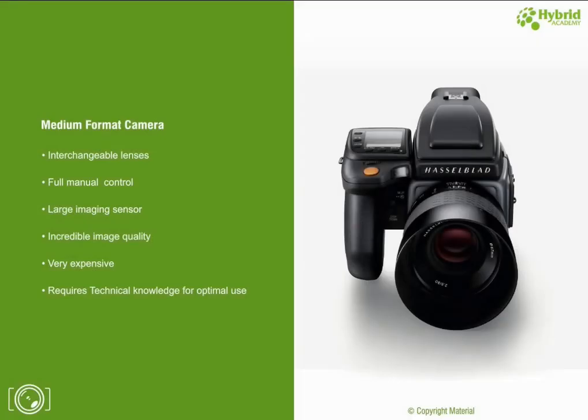Next is the medium format cameras. These cameras are almost obsolete now as they were very costly, and DSLR cameras these days provide almost all the features of these cameras. The only plus point of these cameras was that they had a very large sensor. However, DSLR cameras also have similar sensors nowadays.